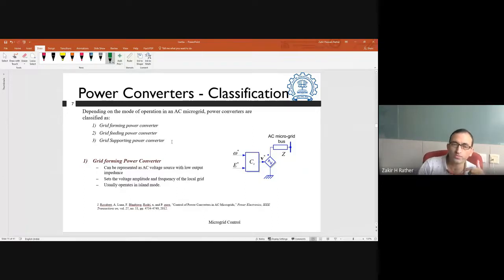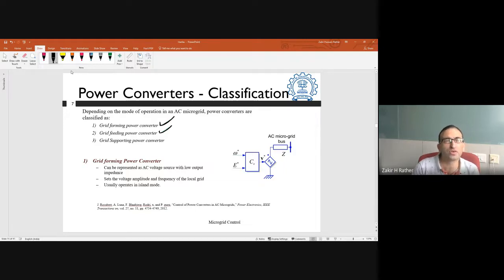And before going into further detail on how it works, we need to brush up a little bit, if you are not already familiar with the classification of converters that interface these renewable energy sources. There are primarily grid feeding power converters, what we call grid following power converters, which are the predominant converters available in the market that interface renewable energy sources with the grid. Grid following, or grid feeding, means it follows the voltage of the grid. So they are basically current source converters. They just have control over the current. They are just following the grid voltage.